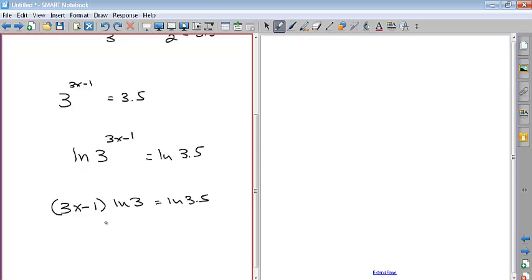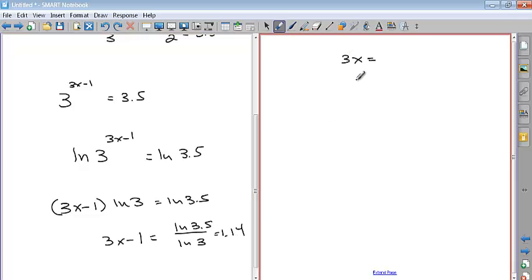So then I just have to solve for x. The first thing I would do is divide both sides by the natural log of 3. I'm going to go ahead and do the calculation here. You could wait till later if you wanted to, but okay, the natural log of 3.5 divided by the natural log of 3 is 1.14. Then I would add 1 to both sides, so 1.14 would become 2.14, divided both sides by 3. And I get x is equal to 0.713.